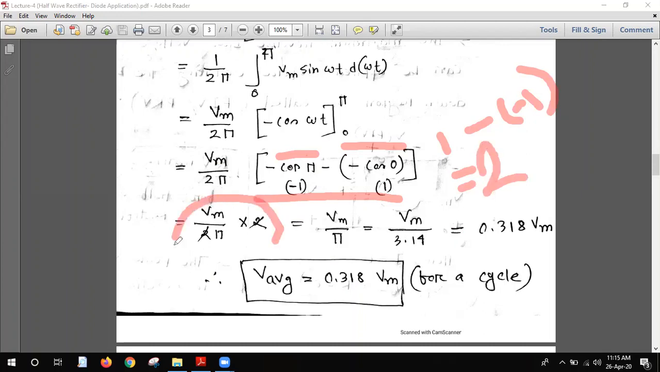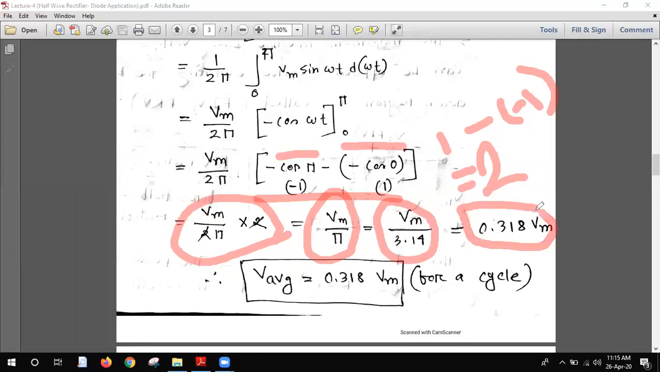So next, it becomes Vm over twice pi into 2, and the 2 is cancelled, so Vm by pi. So if we replace the value pi, 3.14, basically the average value becomes 0.318 Vm. You can understand how we get this value, or you can memorize that the average value for a half-wave rectifier circuit is 0.318 Vm, where Vm is the peak voltage of that cycle. I hope you understand, because you already know the differentiation, and I have described the process.